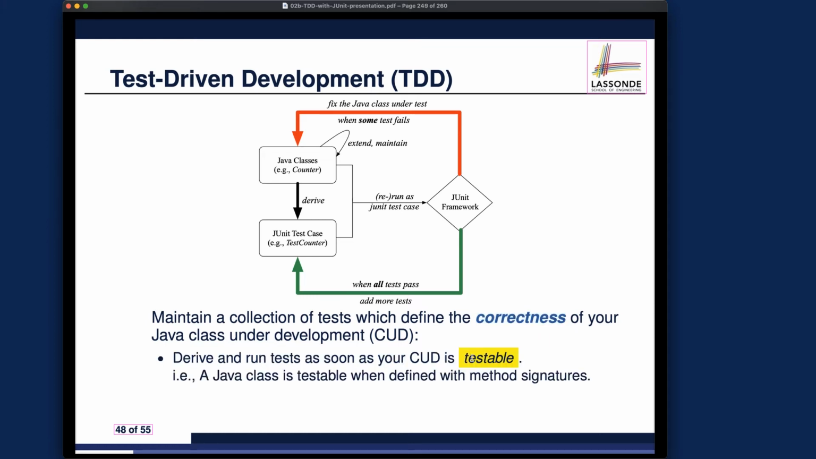Okay, you want to derive and run test cases as soon as your classes under development is actually testable. Right? So what do I really mean by testable? As soon as you declare the method headers and also you develop some implementation, even partially, you should really start testing the expected value versus the return value of your methods. That's what I meant by as soon as possible. A Java class is testable when they are defined with method signatures or headers, right? But of course, if you really feel more comfortable to really develop a little bit of code on the method before you do the testing, that's also fine. But try to keep this in mind.